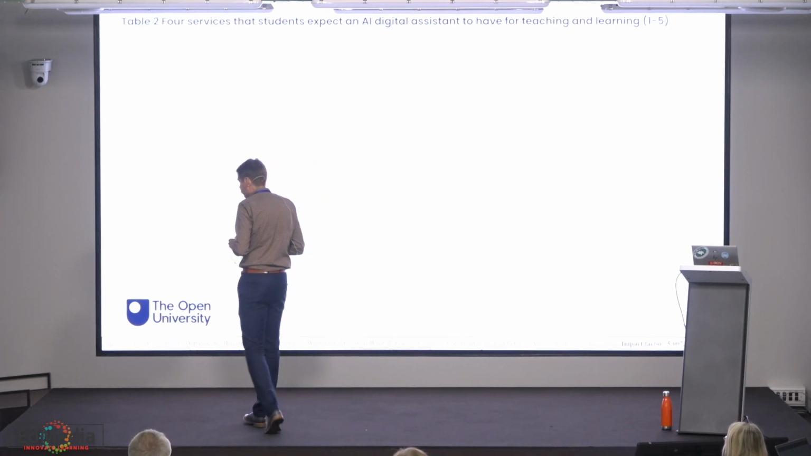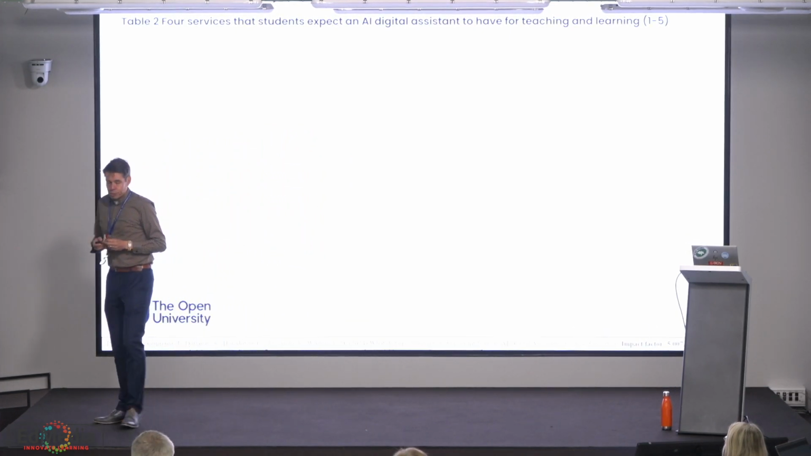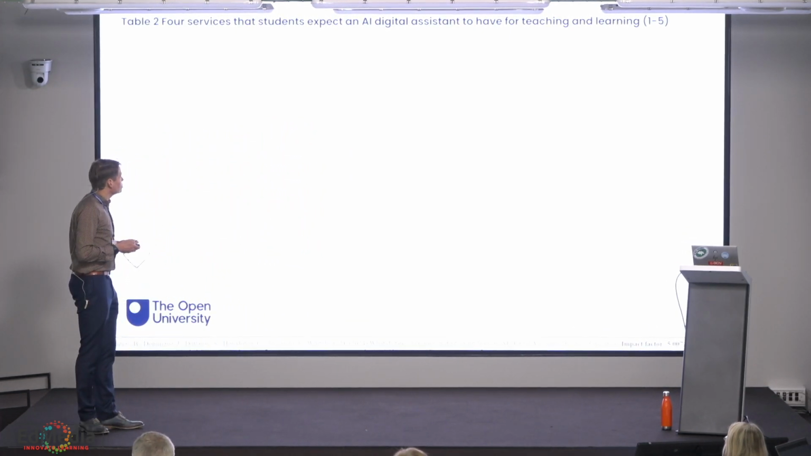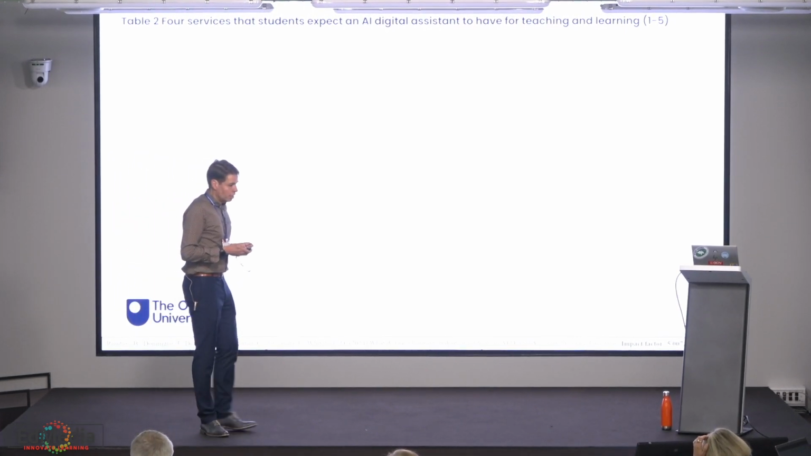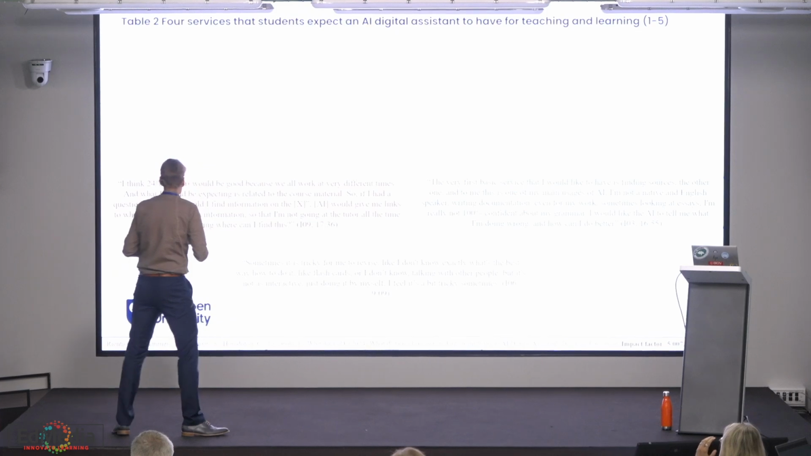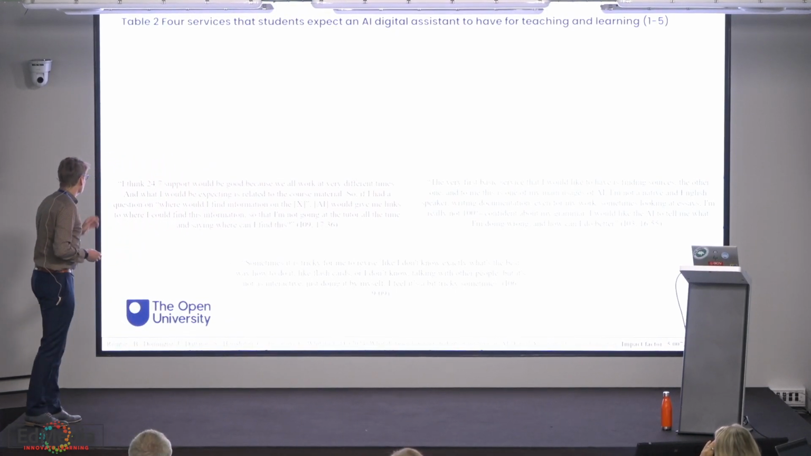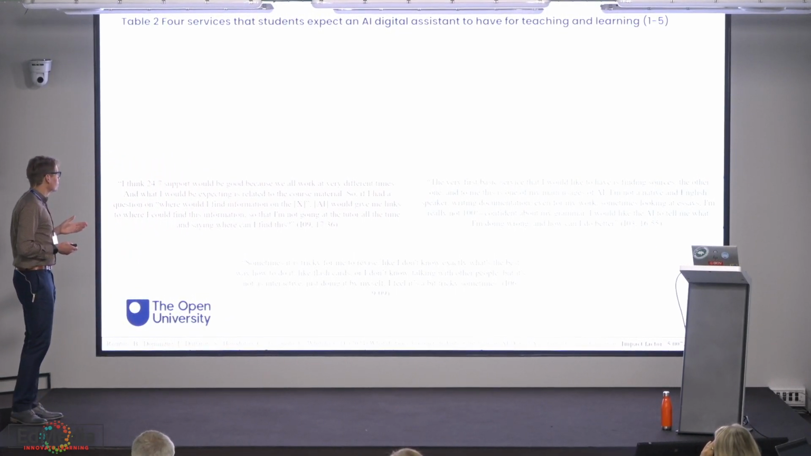What were the four services that students expected from such an AI assistant for teaching and learning? For example, one student said, I think 24/7 support would be good because we all work at very different times. And I would expect that it would be related to course materials. So where could I find information on this particular course unit? And it gives me links to where I could find more information.